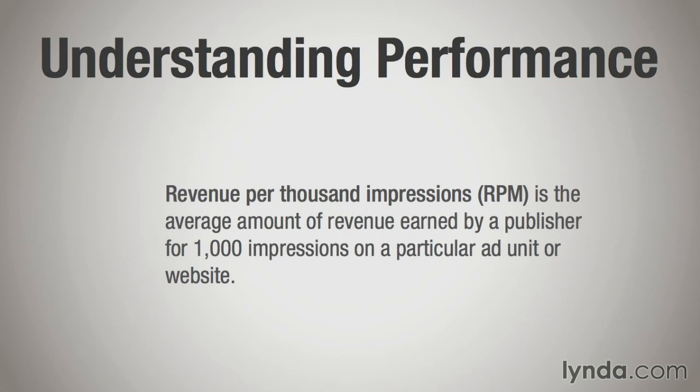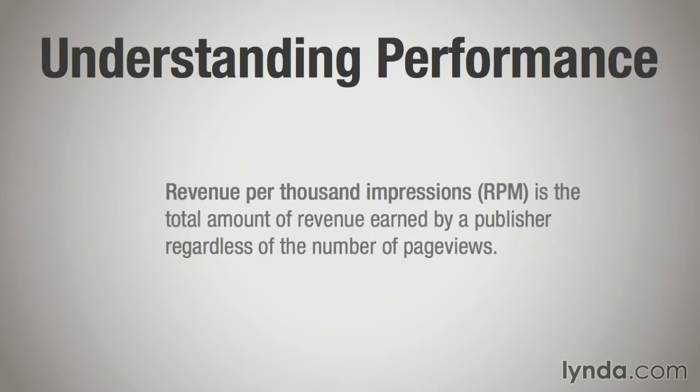I talked about this term earlier in the course, but I think it's really important because this, to me, is the best metric that I use to measure the performance of my Google AdSense advertisements. Estimated earnings is the total amount of revenue earned by a publisher regardless of the number of page views.